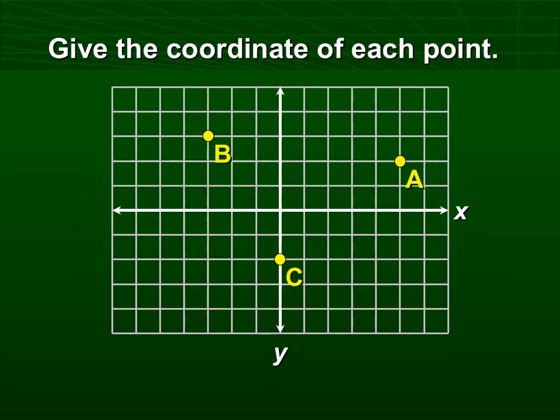Let's go ahead and give the coordinate of each point. If we're looking at A, we had to go to the right 1, 2, 3, 4, 5, and up 2. So A would be 5, 2. B, we had to go left 3 and then up 3, so we get -3, 3. And then C, we didn't have to move left or right, which means x is 0. But we do have to move 2 down, which means our y is -2. So C would be 0, -2. And this is all for this lesson.